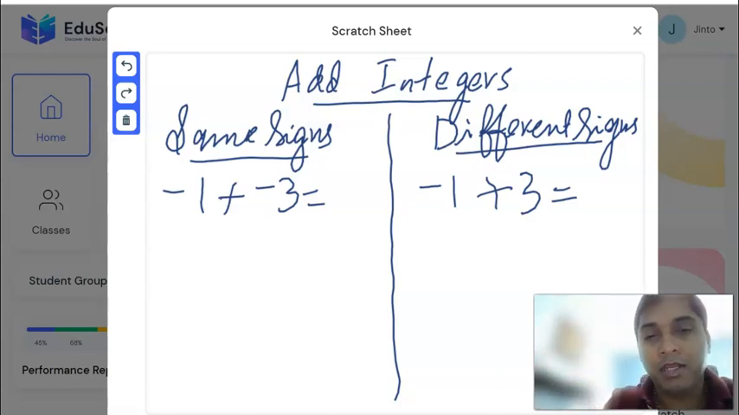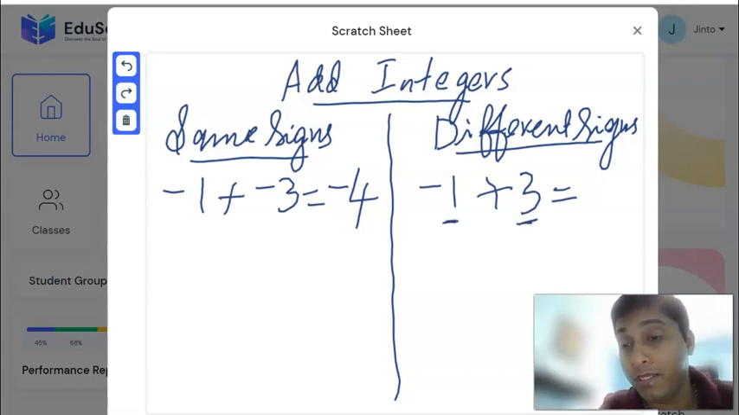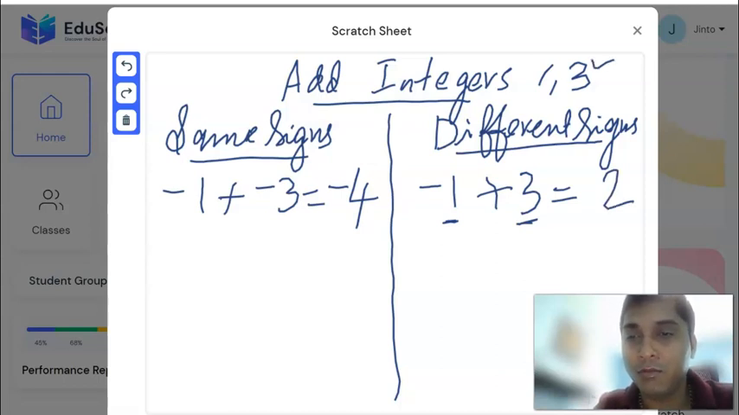So -1 plus -3 is -4, but -1 plus 3, you take the difference between these two absolute values. Absolute values means you are thinking only of the numbers, not the signs. So you take 1 and 3. Those are the two candidates, 1 and 3 absolute values, the distance from 0. Now what's the difference, like how much apart they are? They are apart like 2, and go with the sign of the bigger absolute value.